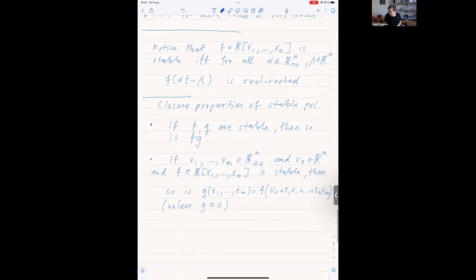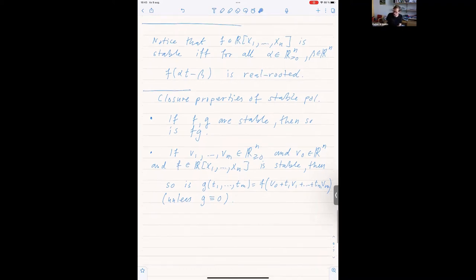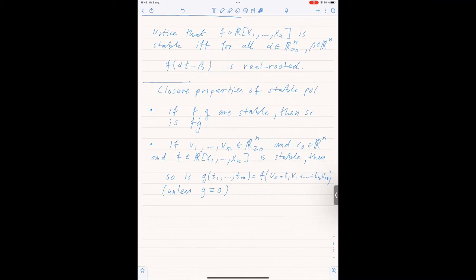And this is also, but just by definition, since we may assume that all the vi's, v1 through vm, by continuity, and because stability is a closed property, have positive entries. And in that case, if we plug in numbers in the upper half plane here, then in F, all the variables in F will be numbers in the upper half plane. So this is just by definition.